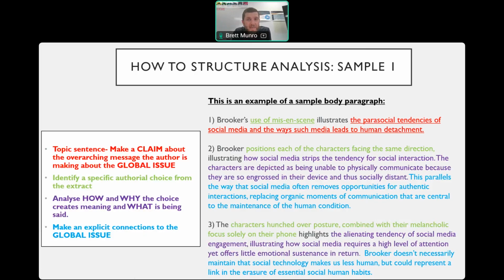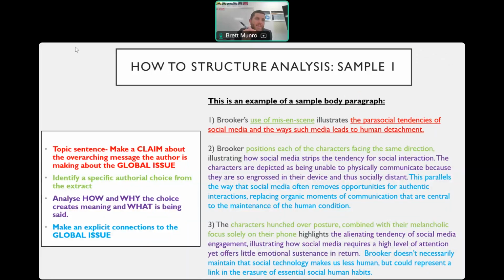Brooker's use of mise-en-scène illustrates the parasocial nature of social media and the way such media leads to human detachment. We can see here that we are identifying a specific authorial choice and then making a claim about the overarching message the author is making about the global issue. In this case, that Brooker is commenting on the parasocial tendencies of social media and the way such media leads to human detachment.